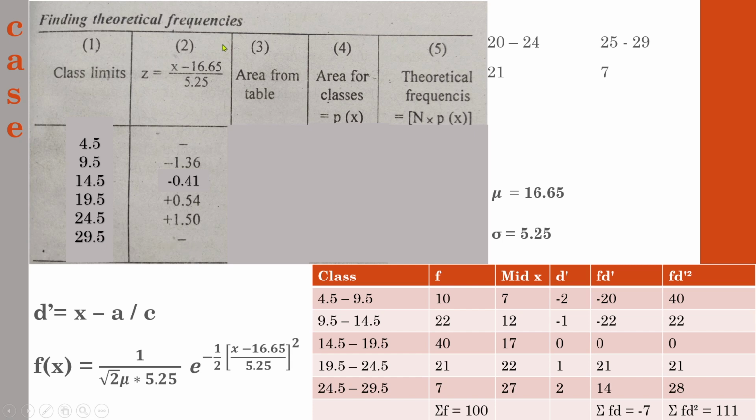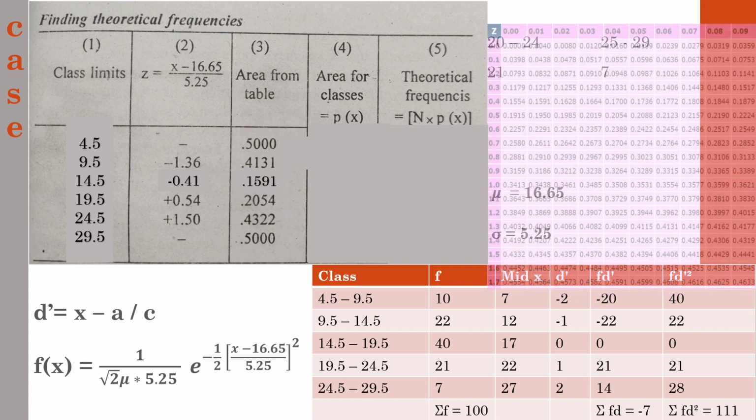So once you have found the z values of each of the individual variables, next you need to find the area from the table. On the basis of the value, you need to check the Z table and find out the area as per the table. So these are the values which can be found by using the table.